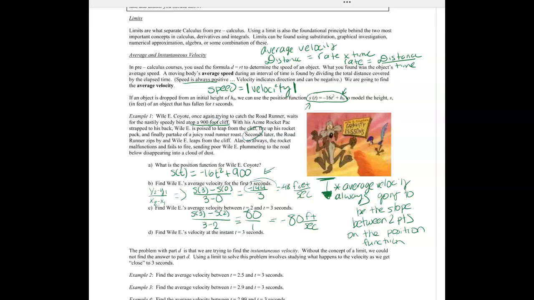Alright, next one says find Wiley's velocity at an instant at t is equal to 3. Well, crap. Now if I try to do s of 3 minus s of 3 all over 3 minus 3, I get 0 divided by 0. And that's an issue because that's what we call undefined, or we have up until this moment. So this is where something called limits come into play. Fun times.